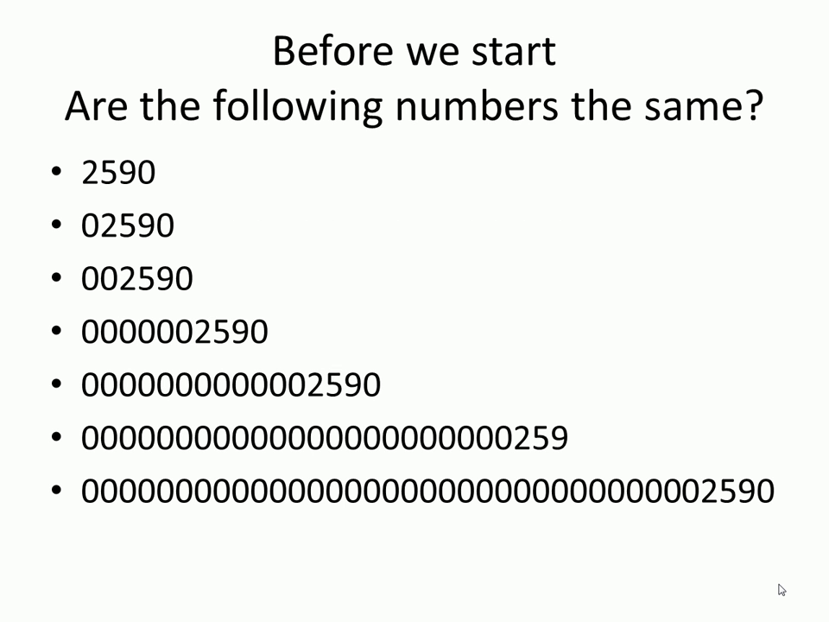All right, so before we start, are all these numbers identical? No. Why not? The last one says 259. This one's missing a 0 at the end. But do zeros at the beginning matter? No. Zeros at the beginning do not matter. So these numbers are all the same except for this guy, because this one's missing a 0 at the end. But the zeros at the beginning don't matter.